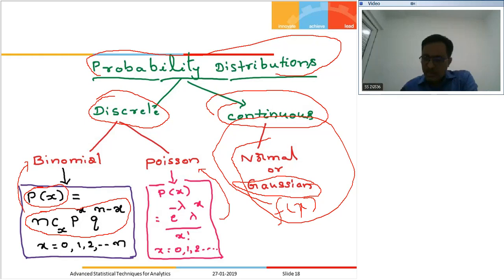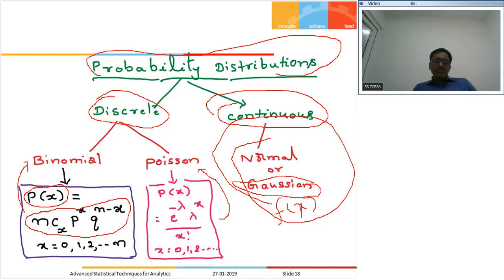Like this, P of X is some A minus B by N something, then one formula, one name. The distributions are defined based on P of X. Now coming to this, what is N, what is X, what is P, what is Q? N is the total number of trials, X is the total number of successes, P is the probability of success, and Q is the probability of failure. That is how the binomial distribution is defined.